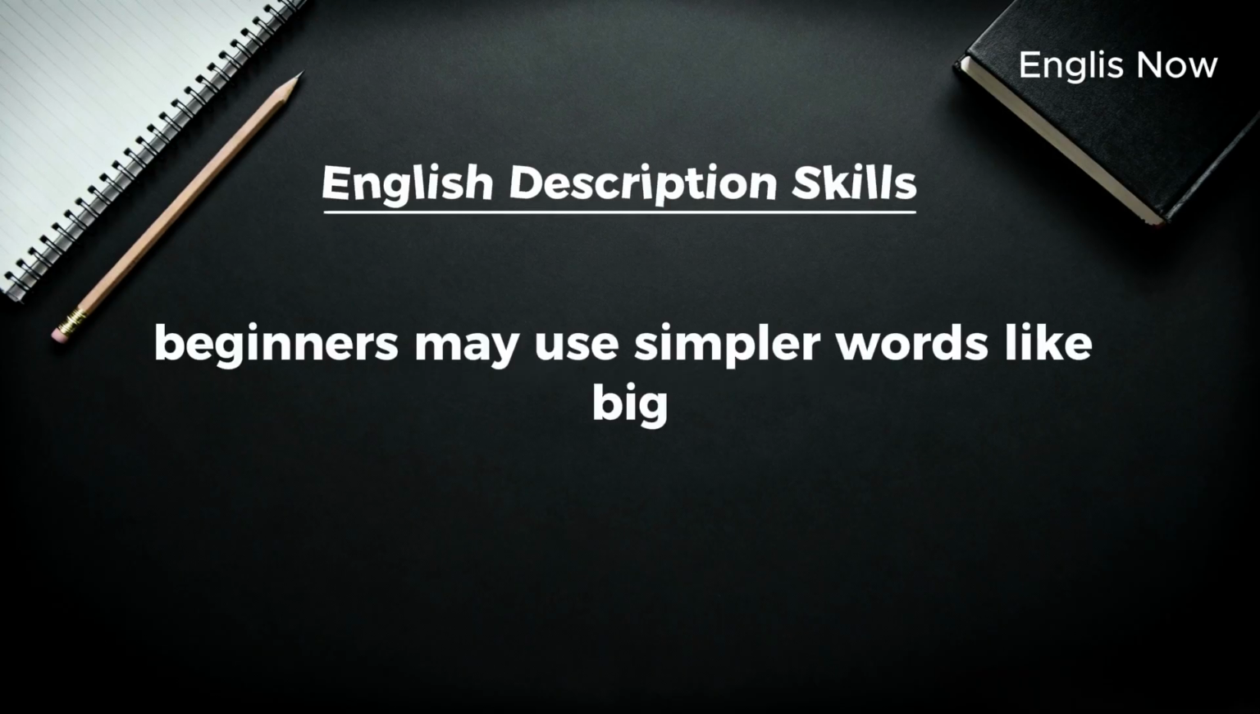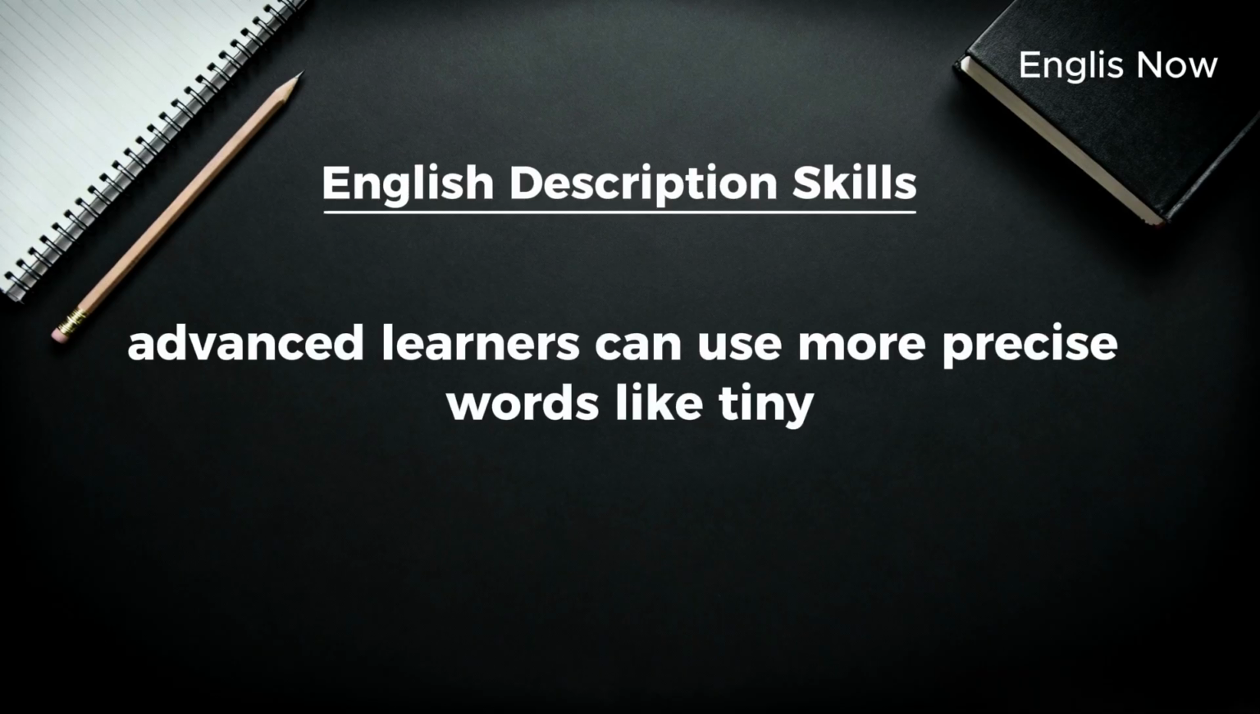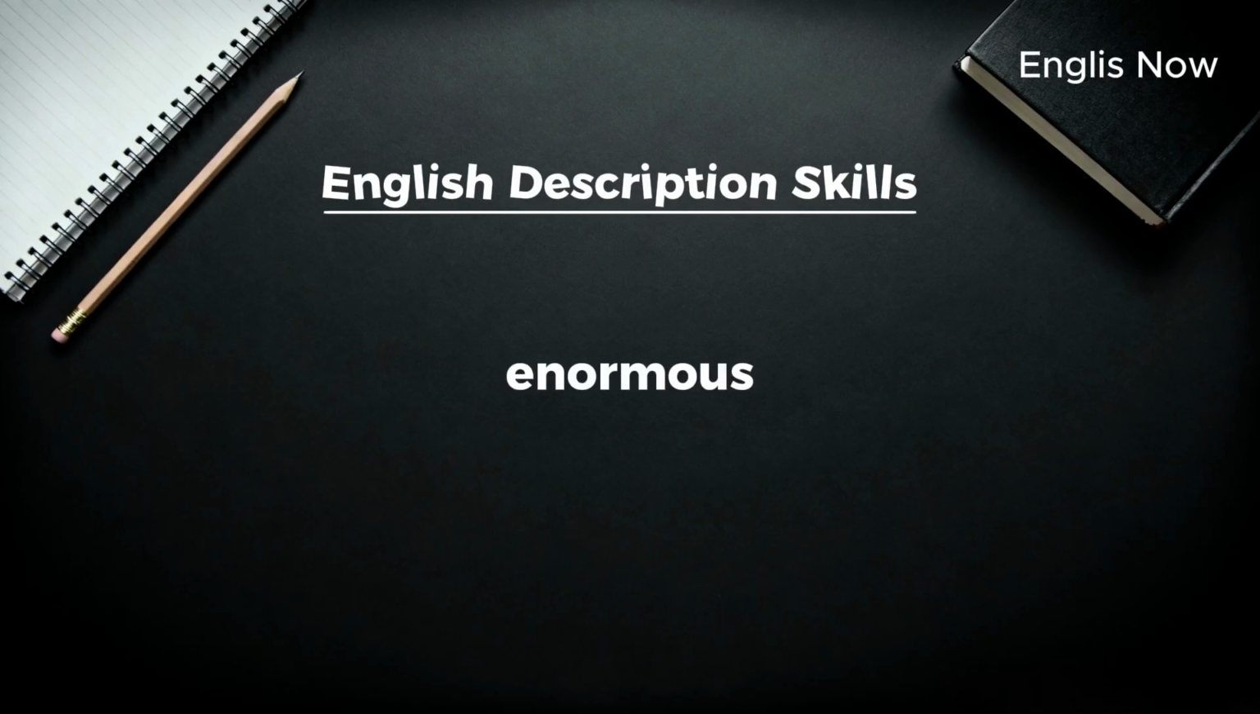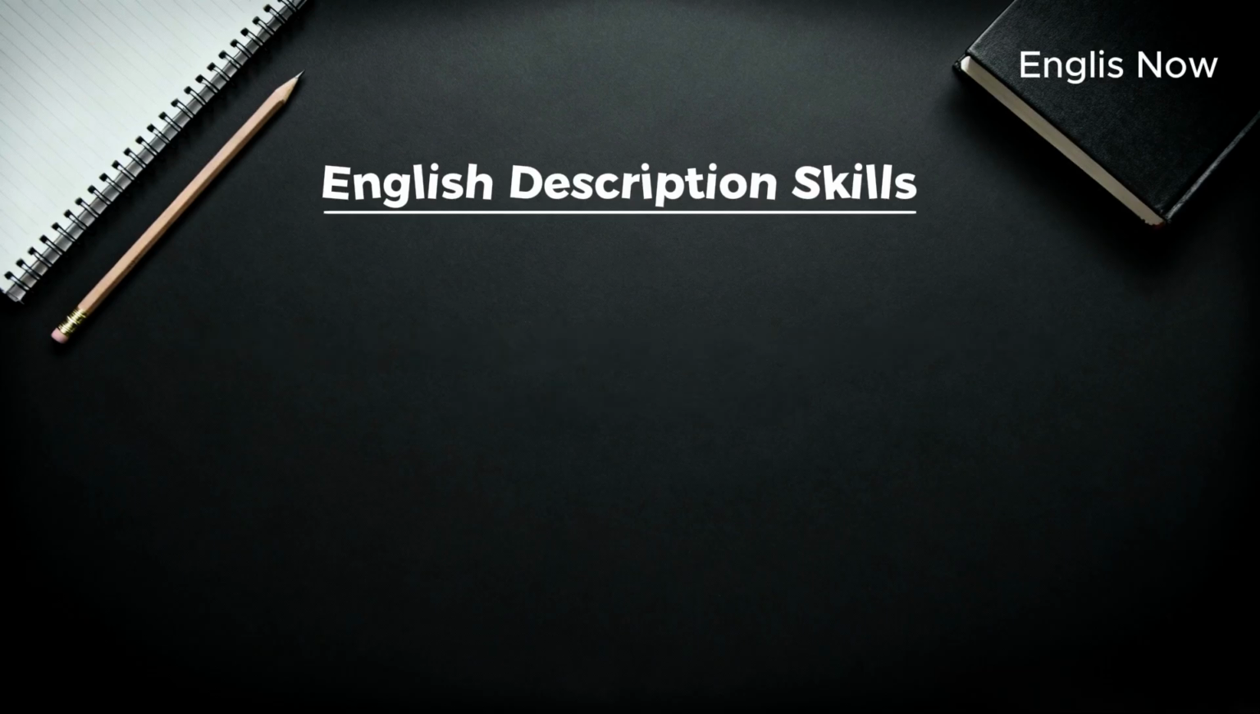Beginners may use simpler words like big, small, red, or nice. Advanced learners can use more precise words like tiny, enormous, scarlet, or comfortable. Both are describing, just at different levels of detail.